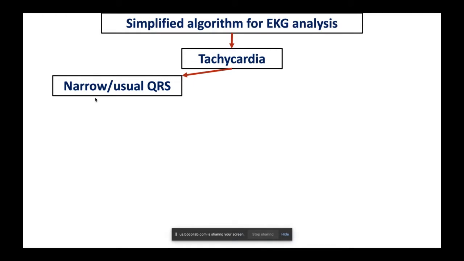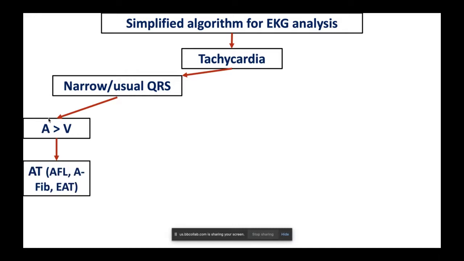All right, so this patient has a narrow or a usual complex QRS. The biggest thing we look at in EP is what is the relationship of the atrium to the ventricle, or the P waves to the QRS. So A throughout the presentation represents atrium, V represents ventricle. So if in this case we have more A's than V's on the EKG, it's usually one of these things.